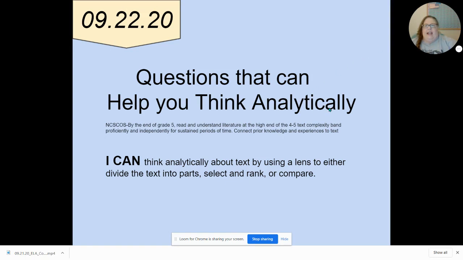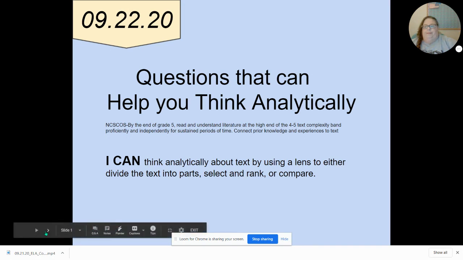Hello, Kensington Knights. Today we're going to look at questions that can help you think analytically about the text. Ways that we can do that is to either divide the text into parts, select and rank things that happen in the text, or compare.